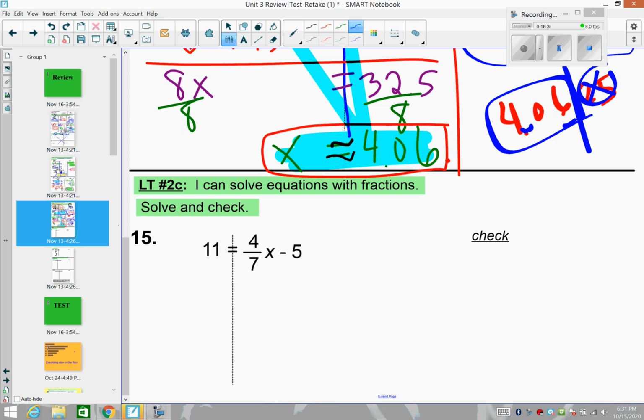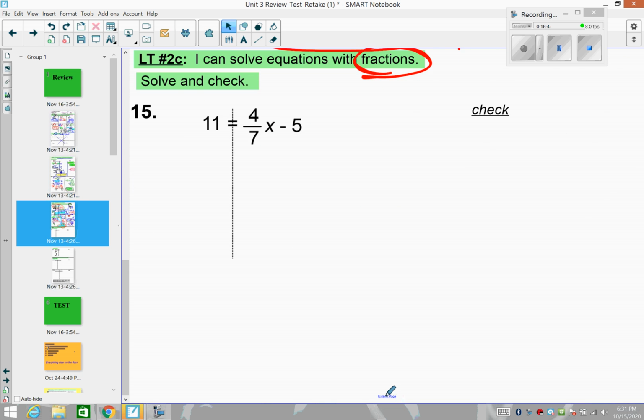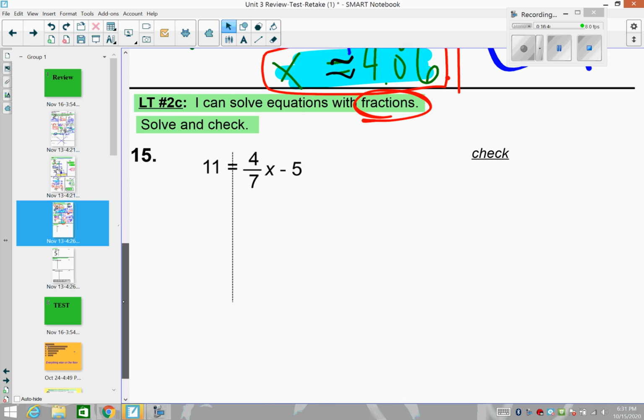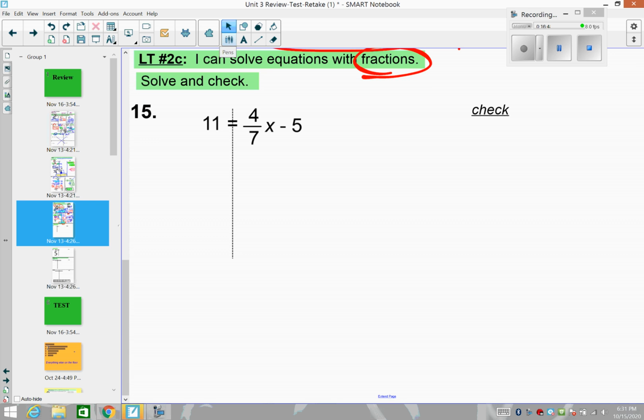All right, question 15. Now we're going to solve using fractions. We've talked about kill denominator first, which is a great strategy. Now I don't know that we need that for this one right out of the gate because it just has one fraction in it.